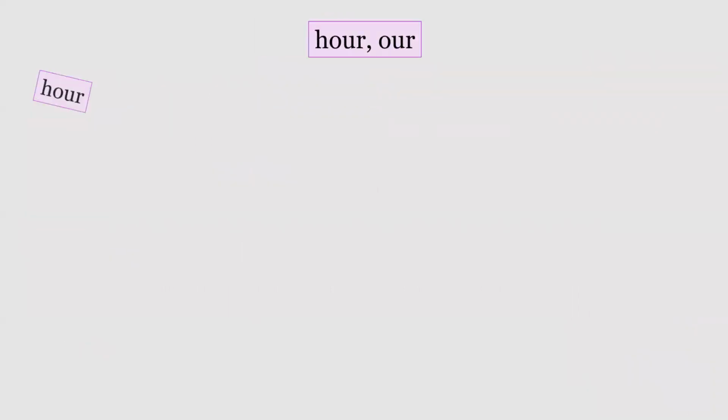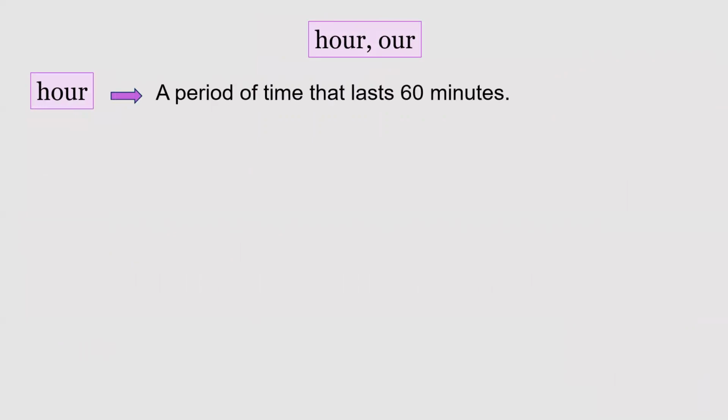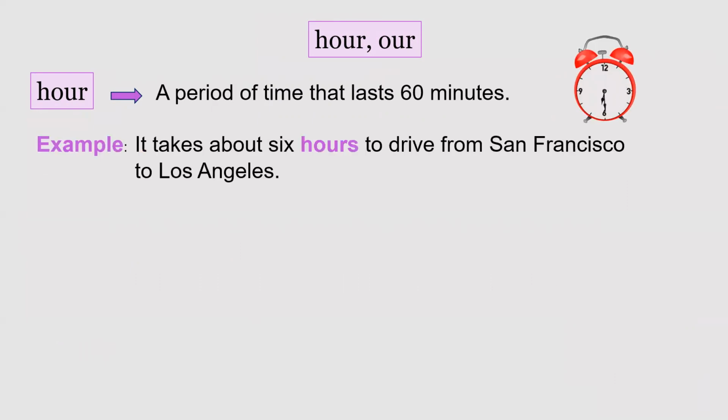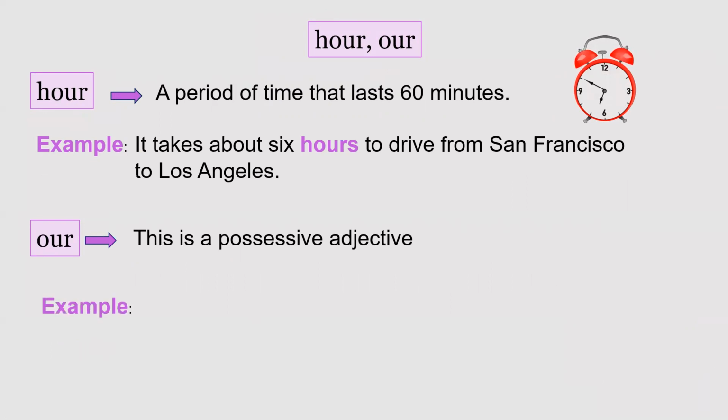Hour and our. Hour with H is a period of time that lasts 60 minutes. Example, it takes about 6 hours to drive from San Francisco to Los Angeles. Our with O-U-R. This is a possessive adjective. Example, we should study for our exams.